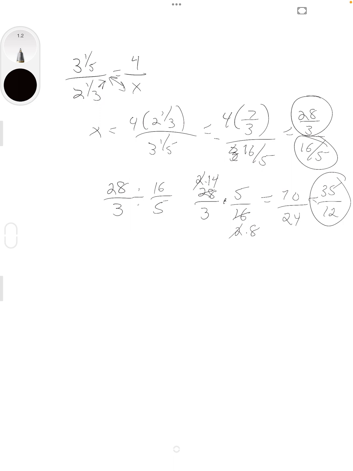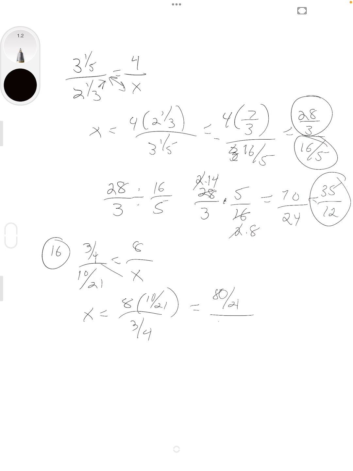And then number 16, similar problem. 3/4 over 10/21 equals 8 over x. So x equals, swap those, is going to be 3/4 on the bottom. On the top is going to be 8 times 10/21. So that's going to be 80 over 21 over 3 over 4. So that's 80 over 21 times 4 over 3.